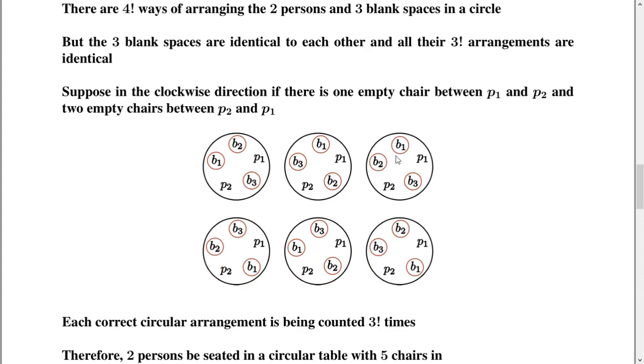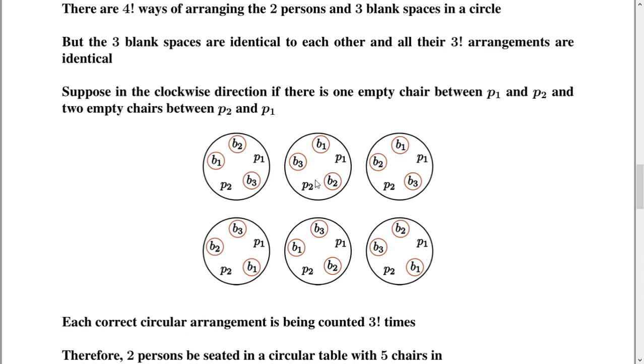Consider one of the arrangements where, going clockwise, there is 1 empty space between P1 and P2 and 2 empty spaces between P2 and P1. Among these 4 factorial arrangements that we got, 6 of them would represent this same arrangement, right? All of these 6 represent the same arrangement where there is one space between P1 and P2 and 2 spaces between P2 and P1. So we'll need to get rid of all these repetitions. We need to find how many such repetitions there are.